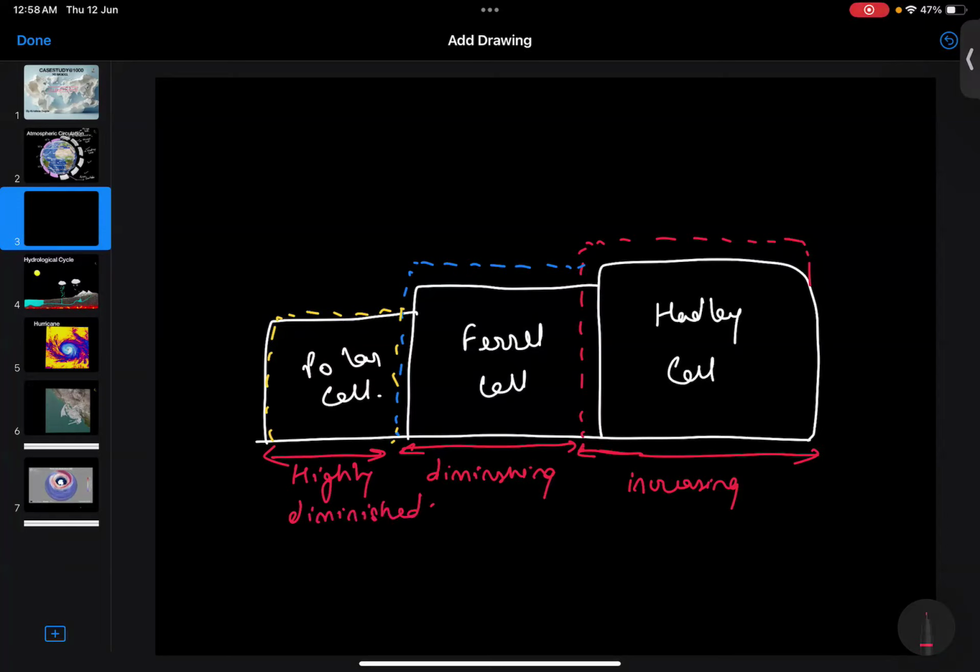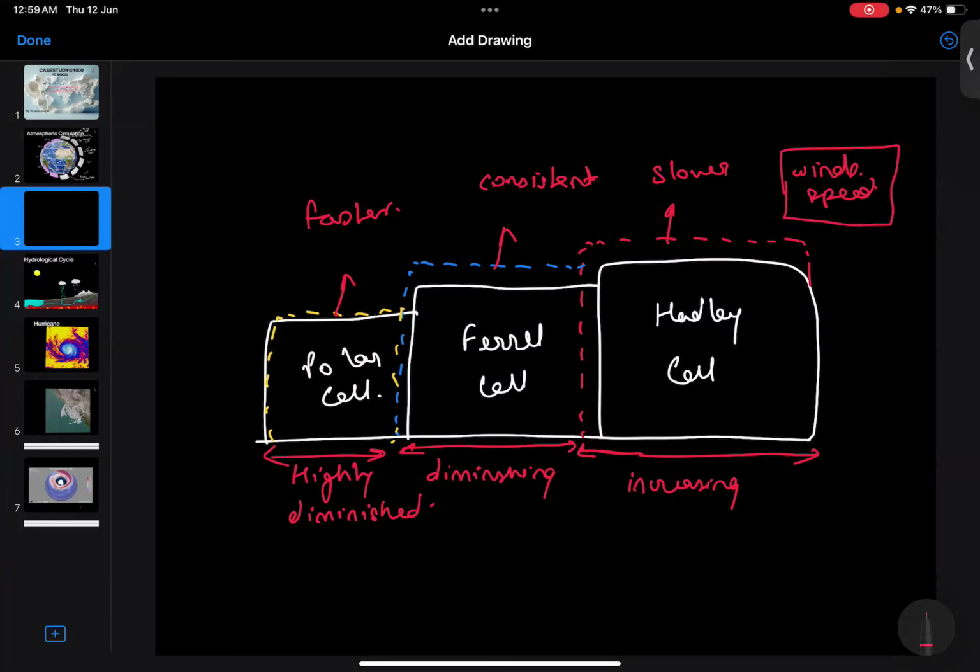Because of this condition, we see that the winds in the Hadley cell, Ferrel cell, and polar cell are getting slower. The wind speed, okay, in the Ferrel cell is quite consistent, but in the polar cell it is getting faster. Okay, so these are the three different conditions which we can see here, which are dependent on the wind speed.